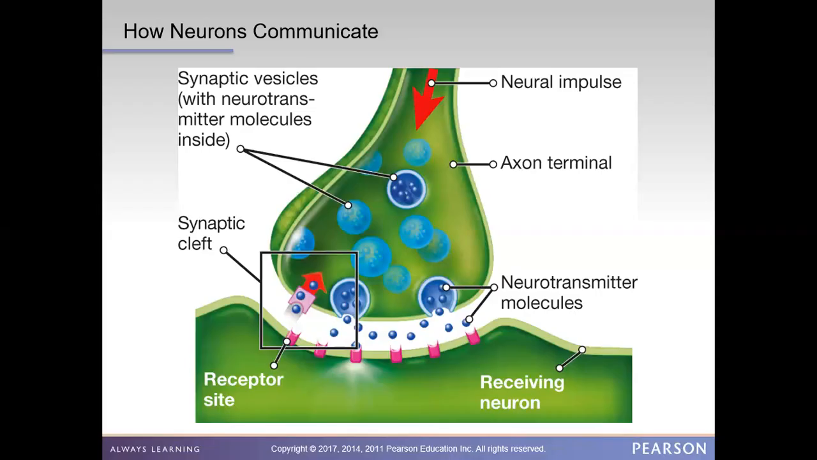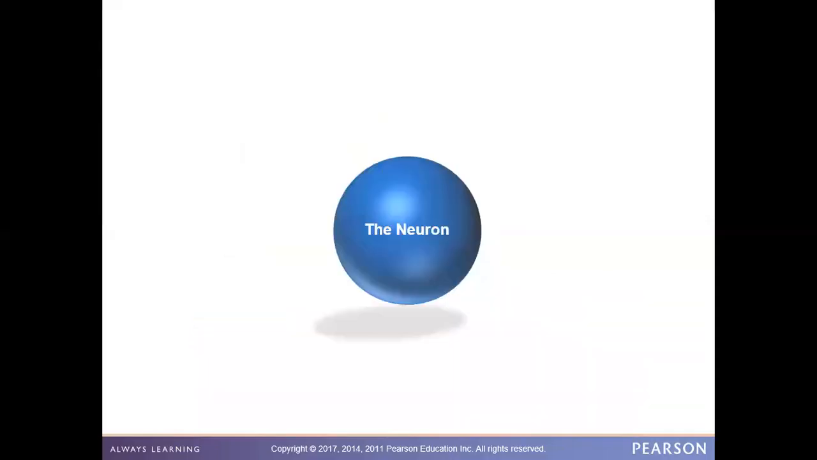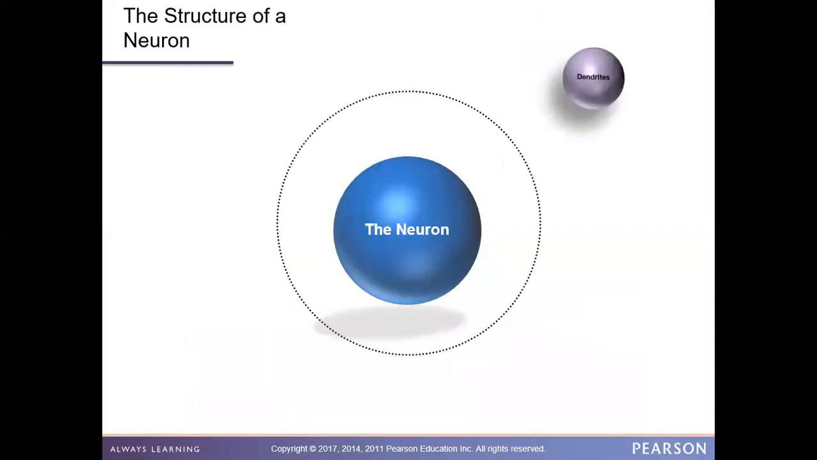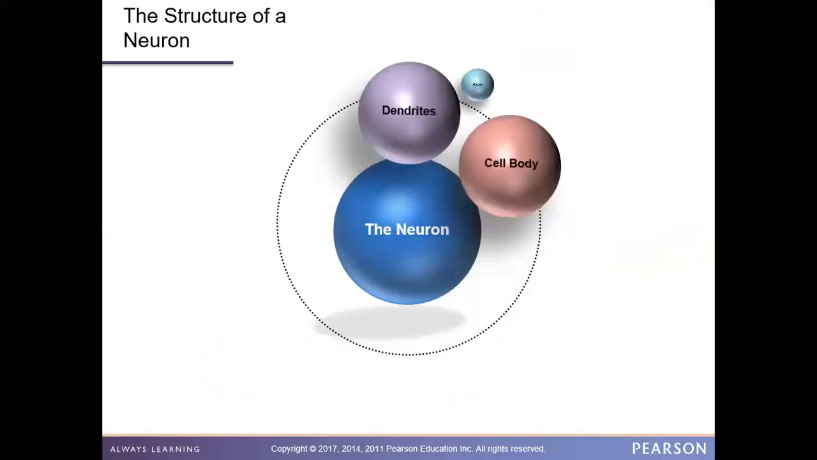So it's these neurotransmitters, and they're jumping the synaptic cleft that tells the neuron what to do. The receiving neuron cannot react until it receives the electrochemical message from the neurotransmitter. Now, what are parts of the neuron?